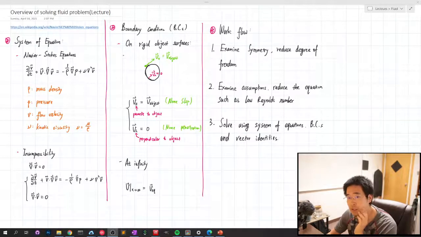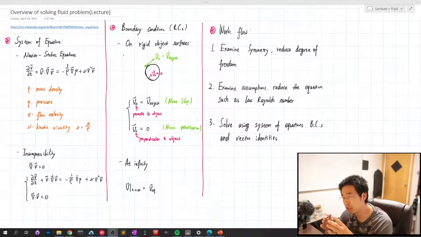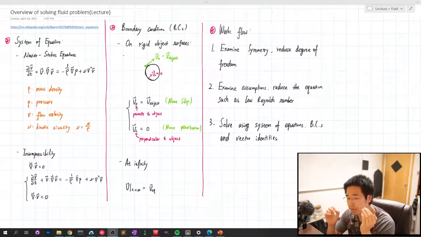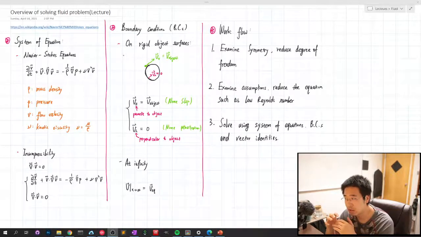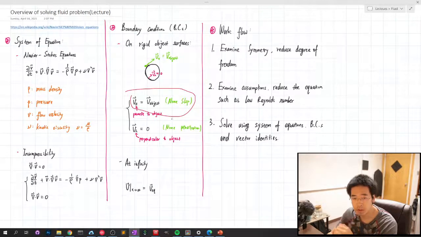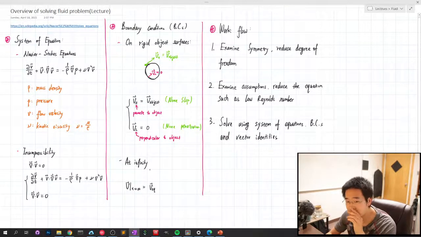For boundary conditions, there are a few common ones. Around the rigid body, on the surface, the fluid should stay on the surface in the sense that the velocity of the fluid is the velocity of the surface of the rigid body, and the fluid won't penetrate into the rigid body. That means there's no velocity perpendicular to the surface of the object, and thus we have non-slip, and then non-penetration.